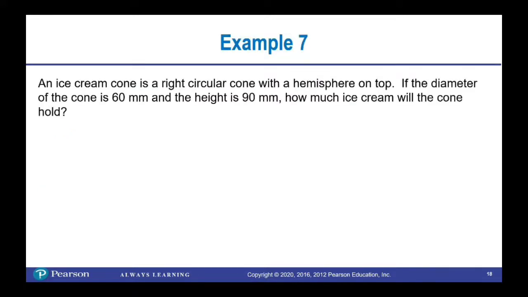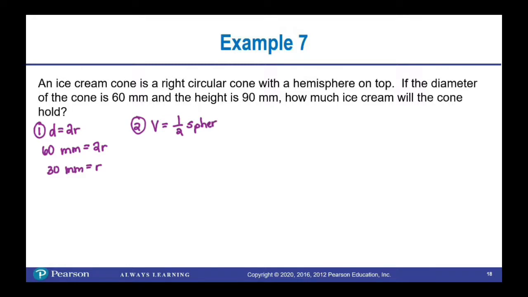Suppose we have an ice cream cone. It's a right circular cone with a hemisphere on top. We know the diameter of the cone and the height of the cone, and we want to know how much ice cream the cone will hold. Our formulas for volume have radius, so first we need to find our radius. Our diameter is 60 millimeters. Divide both sides by 2, and we get that our radius is 30 millimeters.